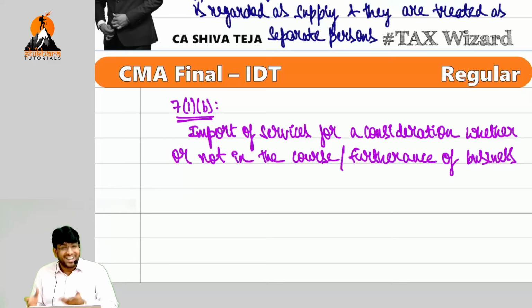Friends, it is all the time value of money, boss. What can be done? So when that game subscription is taken, it's an import of service. Is it for business purpose? No, personal purpose. Will GST still apply? Yes. Is it a supply? Yes. That's it, 7.1b. Read that line: import of services for a consideration whether or not in the course of furtherance of business.